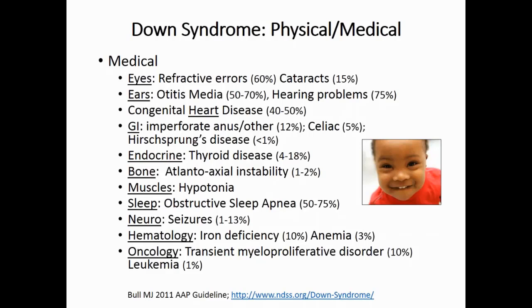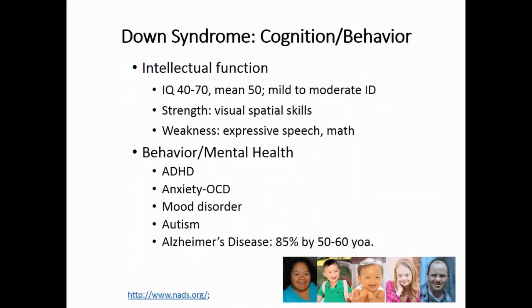Individuals with Down syndrome typically have IQs within the mild to moderate range of intellectual disability. This is true for individuals with trisomy 21 and translocation types, but individuals with mosaicism may have IQs that are 10 to 30% points higher, due again to that mix of normal cells and affected cells. Children have strengths in visual spatial skills, but weaknesses in speech and math areas apart from their overall IQ.